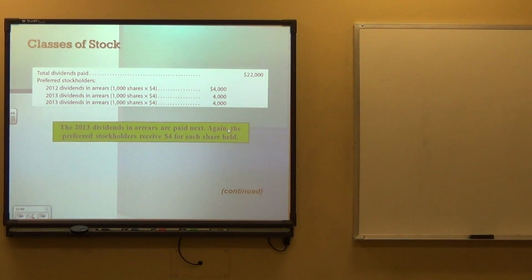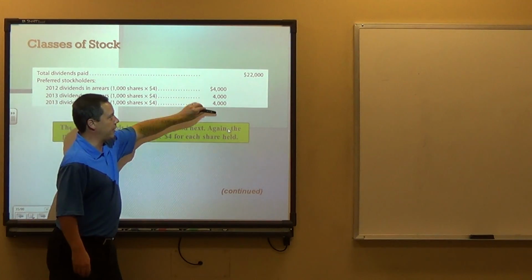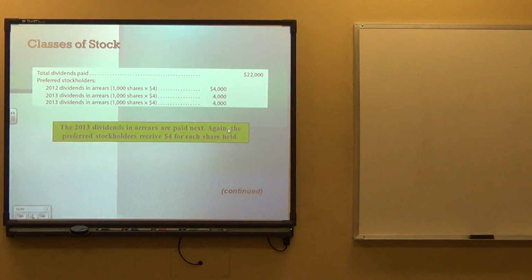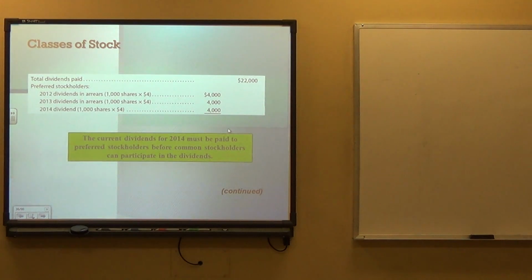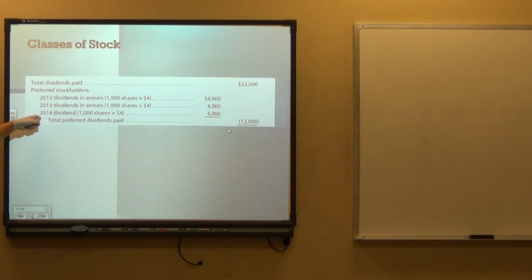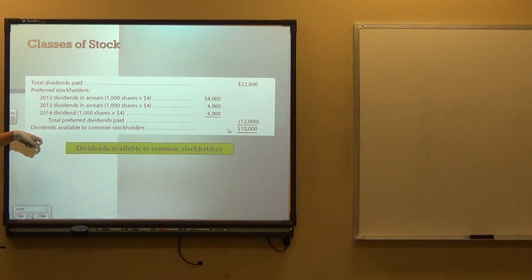After they've made all their payments and caught everything up, now they can pay the common stock. And so the common stock gets what's left over. We have $4,000, $4,000, $4,000, that's $12,000. We have 22, so therefore we have $10,000 left over. And so that will go into common stock. So that's what's paid off. And there's the $10,000 that's remaining for the common stockholders.